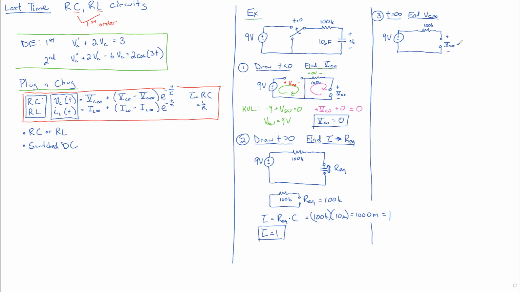Can you tell me just by inspection? 9 volts. And why doesn't the 100K matter? There's no current going through it, right? That's it, because there's no current. So when you look at this, you can see this current is equal to 0. And since there's no current, that means that the voltage across this resistor is 0, by Ohm's law.